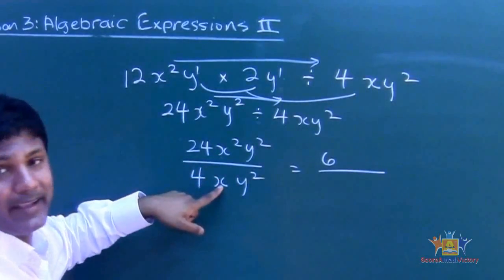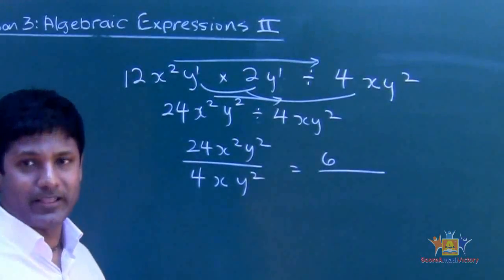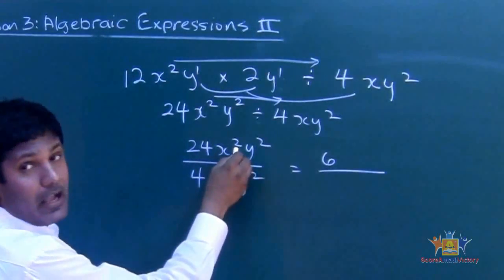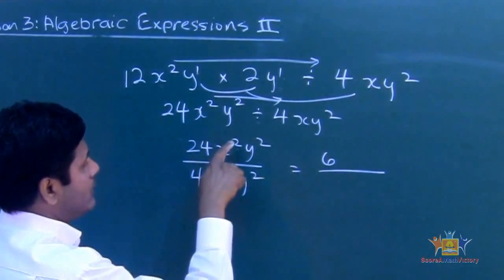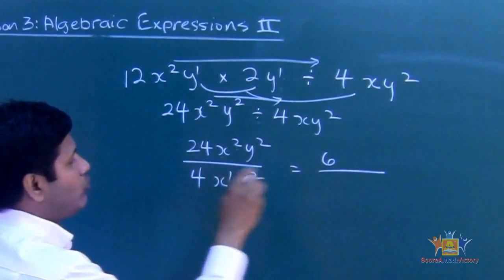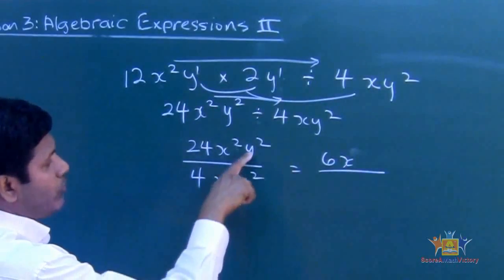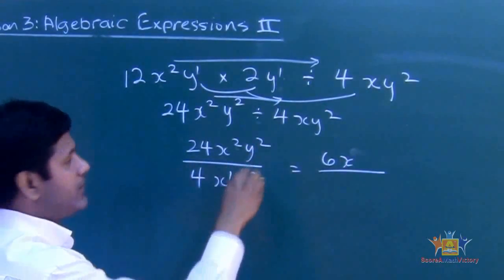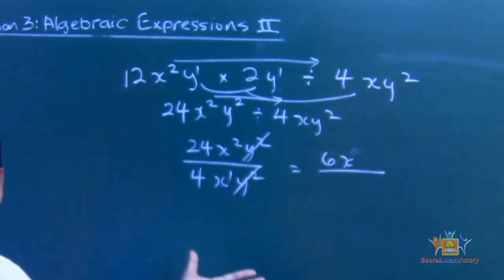Now look at that. X squared and x. When you divide, you subtract the powers. In this case, the top one is bigger and the bottom one is smaller. That means there's a 1 right there. 2 minus 1 is 1. So x to the 1. You don't show that either. Y squared and y squared. When the powers are the same, you just cancel them.